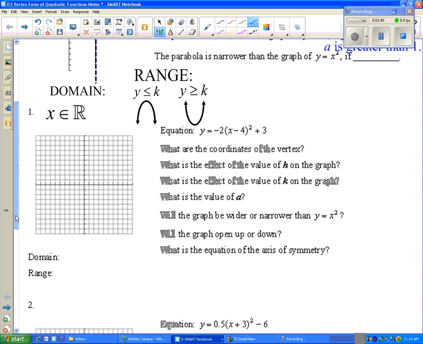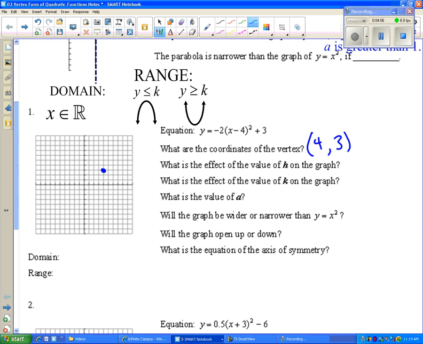So y equals negative 2 times x minus 4 squared plus 3. What are the coordinates of the vertex? Again, I want to look inside my parentheses and put the opposite, which is 4. Outside the parentheses, the same, which is 3. So my vertex is 4, 3: 1, 2, 3, 4, up 1, 2, 3.